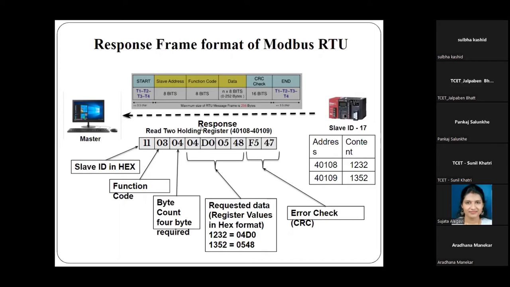When it responds to the master, it will send again the slave ID, function code, and number of bytes. Here these are word registers, so each has 2 bytes. So the total 4 bytes are sent, and it mentions those 4 bytes. And what is the data? The data is in the form of hex. So 1232, its hex is 04D0. So it sends that like that. These are the data bytes. And after that, this one is the CRC again, that is the cyclic redundancy check, which is generated by the slave itself.